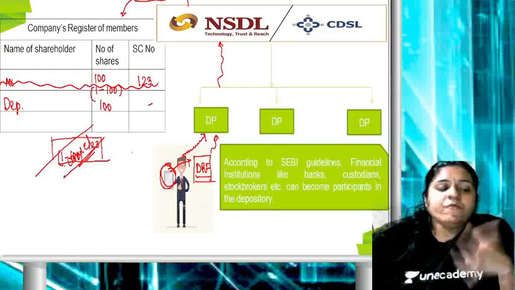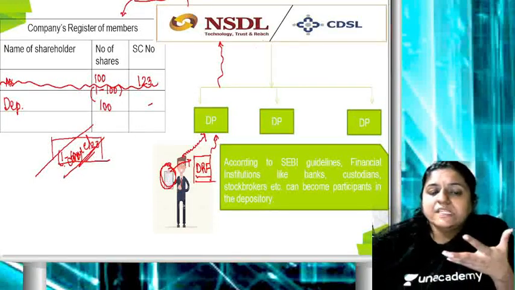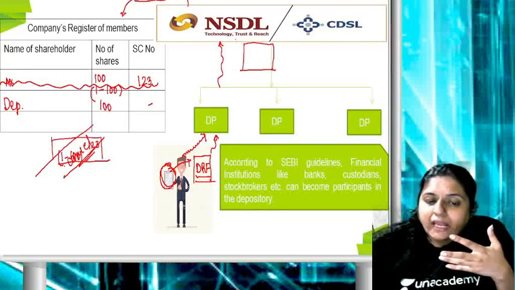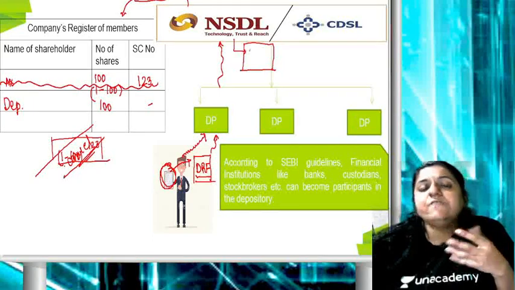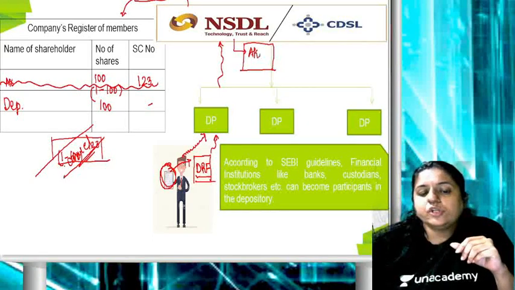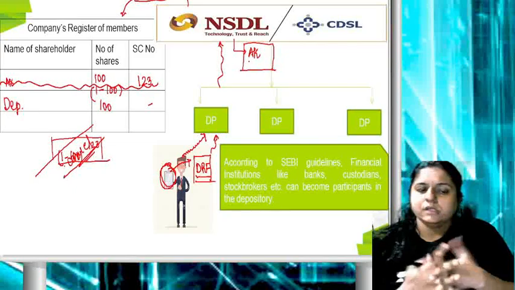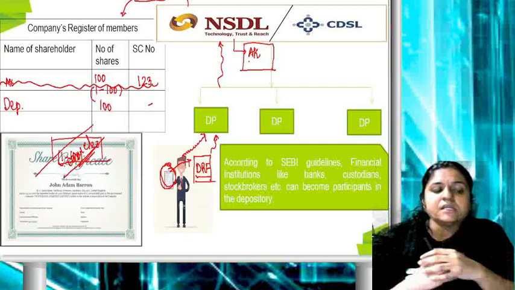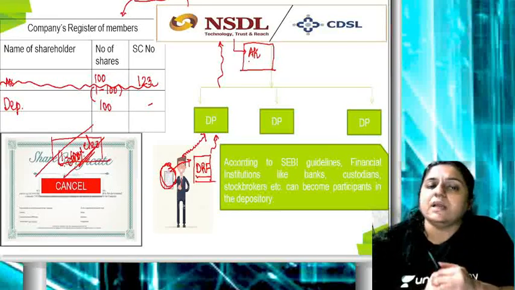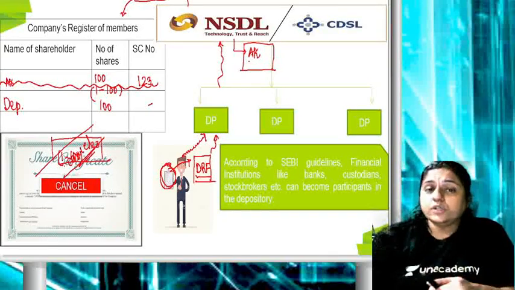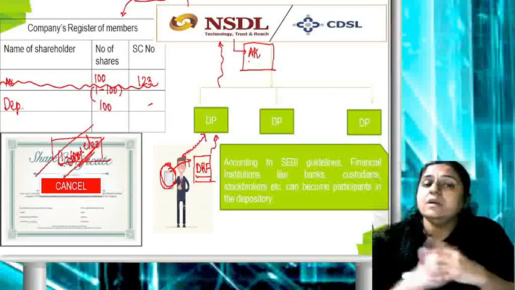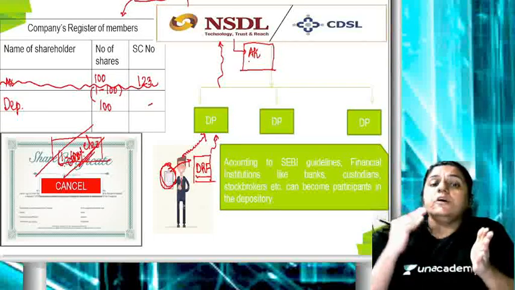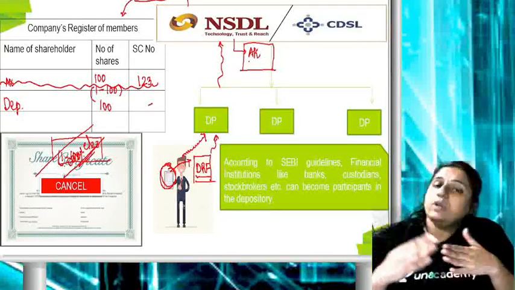Done. So where will Akshay's name appear? Obviously NSDL will also maintain a register, and his name will appear over here. The process of dematerialization is completed, and the share certificate is cancelled. I hope you understood how the process of dematerialization is done. Dematerialization is simply converting physical shares into electronic form.